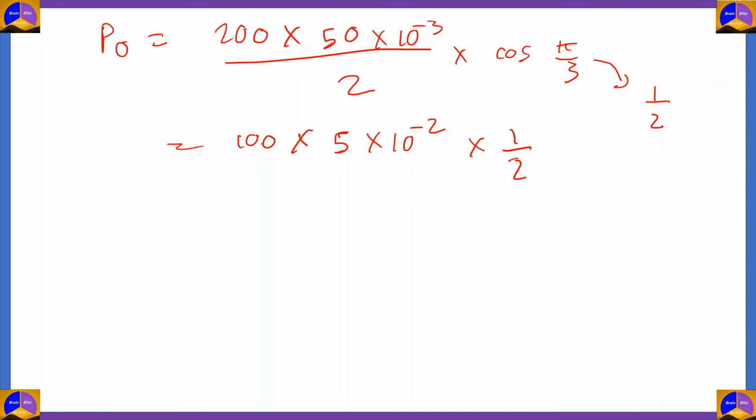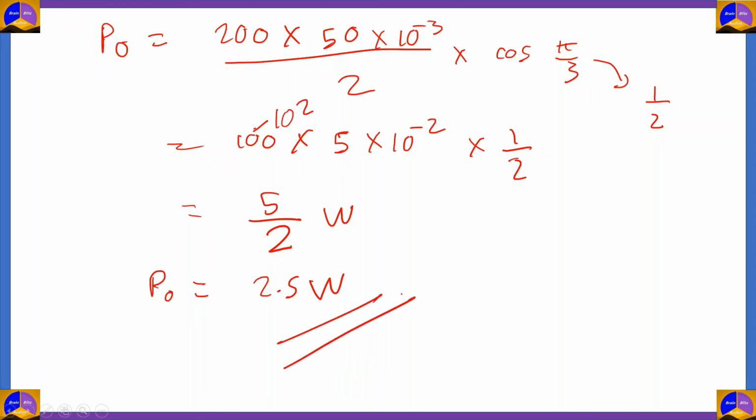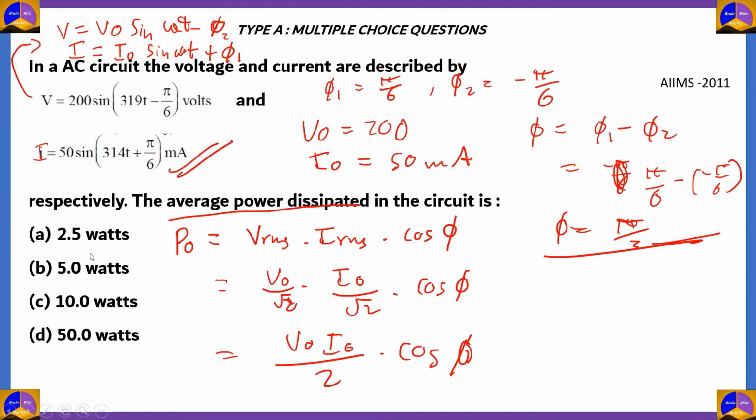Now, we could divide 100 by 2, but the easier way to go is the 10 raised to minus 2 will cancel out 100, which is 10 raised to 2. 10 raised to 2 into 10 raised to minus 2 is equal to 10 raised to 2 minus 2, 10 raised to 0, that is 1. So we have 5 divided by 2 watts as our answer. Let's divide it. 5 by 2 is easy. It's just 2.5. So 2.5 watts is our average power for this AC circuit. So therefore, option A, 2.5 watts, is the right answer.